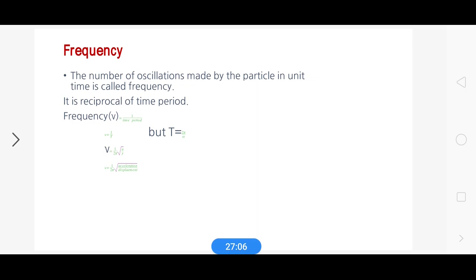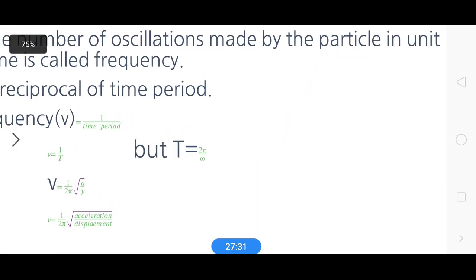Now the frequency. Frequency is the number of oscillations made by the particle in one unit time. So it is simply the reciprocal of the time period. So frequency is equal to 1 by time period, so mu is equal to 1 by T. But we know that T is equal to 2 pi by omega.